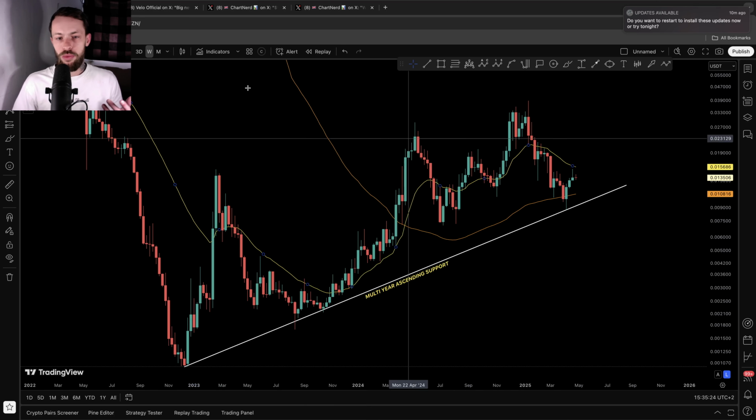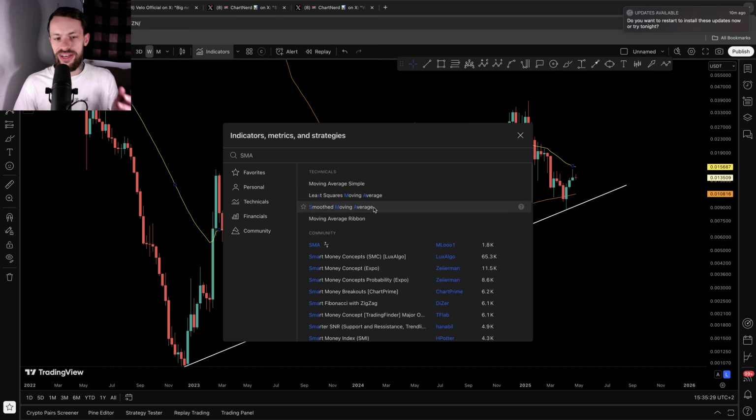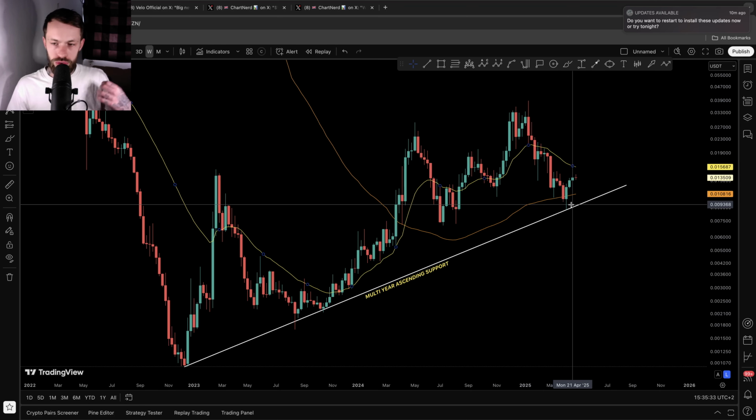And you would do the same with the SMA by typing in SMA, and it will come up with smoothed moving average. Click on that and put it to 100, and it will add these both to your charts.